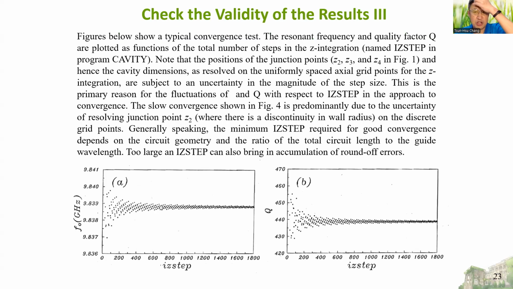Okay, so we should check if more steps, in principle, should be more accurate. As we increase the number of steps, the total interaction section is divided into more steps. More steps means each step is small enough and the error is small. However, if there are too many steps, the error will accumulate.